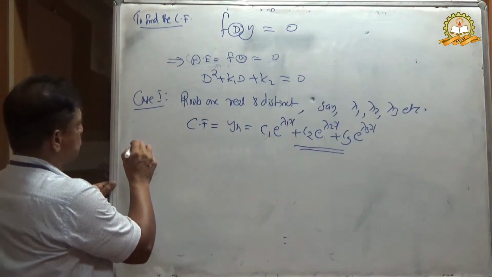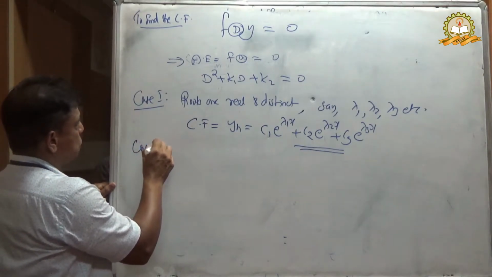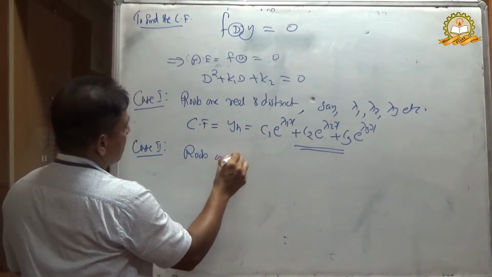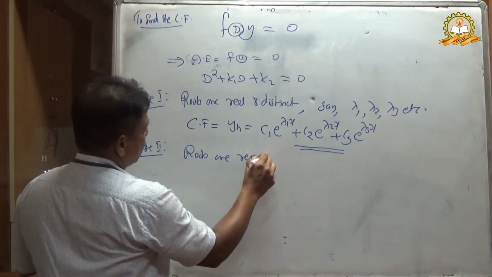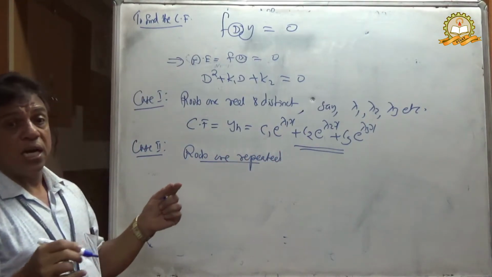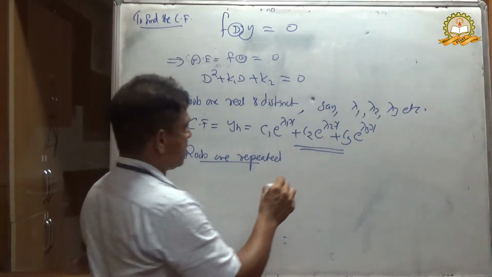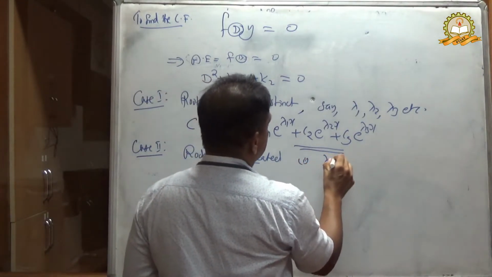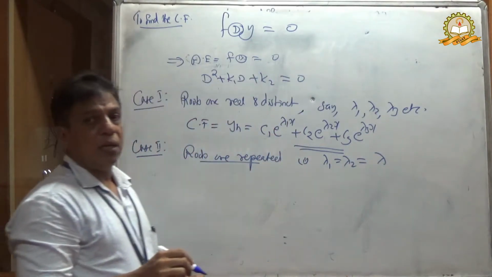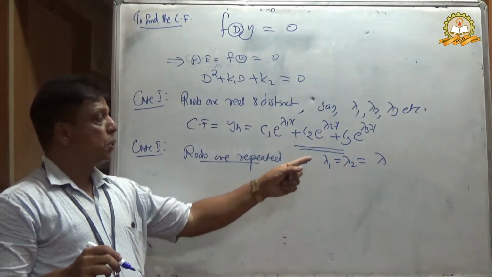Case 2: roots are repeated. When we solve this quadratic equation, we get that the roots are repeated. That is, lambda 1 equals lambda 2 equals lambda.